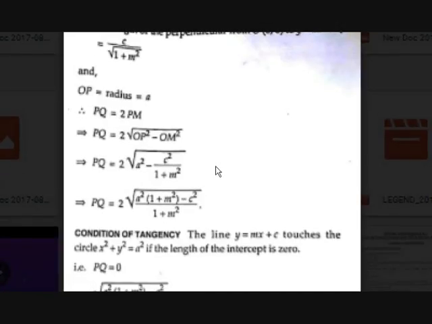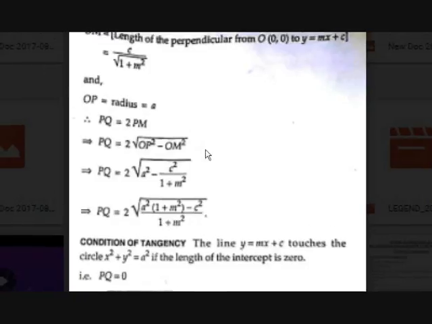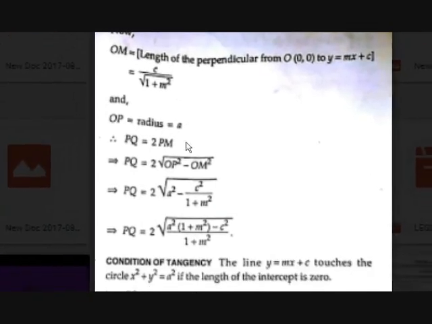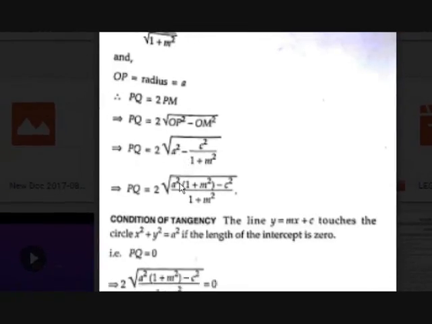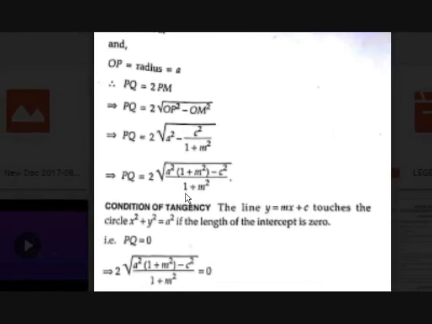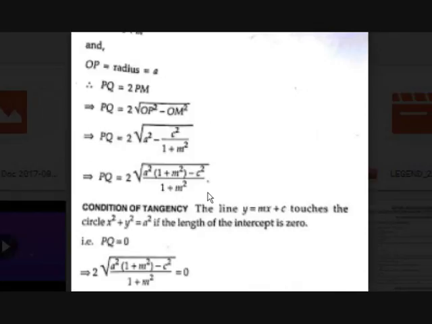PQ is equal to 2 root of OP². OP means a, so a² minus OM². OM is c by root of 1 + m², as you can see here, so minus c² by (1 + m²). If you take 1 + m² as an LCM, you will get (a²(1 + m²) − c²) by (1 + m²). You got the required formula.